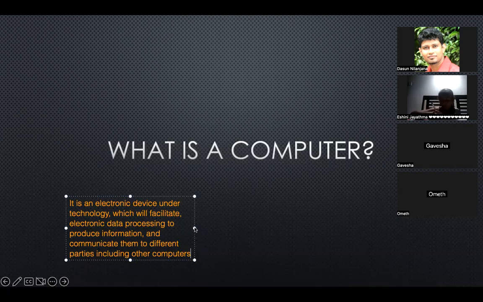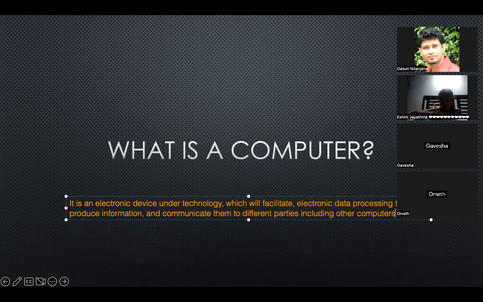Now we know a broad definition of the computer. It is an electronic device coming under technology, and it facilitates electronic data processing to produce information and communicate them to different parties, including other computers and people. That is what the computer is.